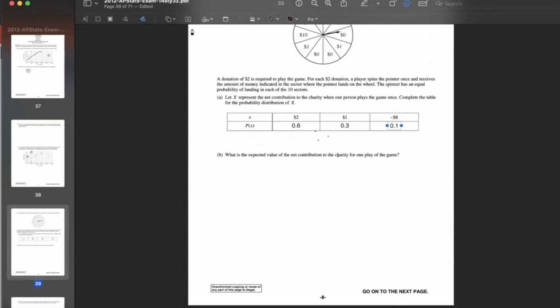So what is the expected value? The formula for expected value shows up on the formula sheet. So you just sum over all possibilities of the probability times the contribution amount.